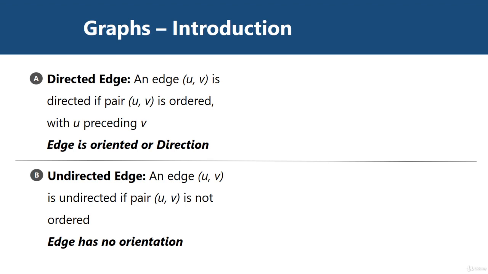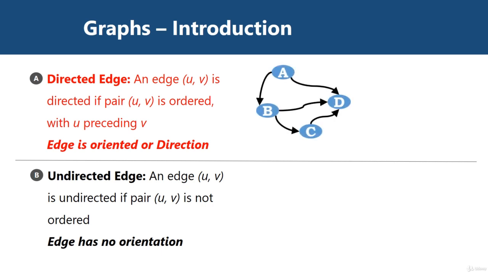A graph may have different types of edges. An edge may be a directed edge or an undirected edge. An edge from vertex U to vertex V is directed if the pair U, V is ordered with vertex U preceding vertex V. A directed edge has orientation, that is, the edge has a direction. If all the edges in a graph are directed, then the graph is a directed graph. A directed graph is also known as a digraph.